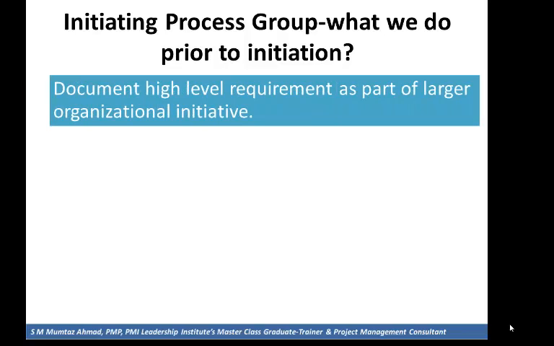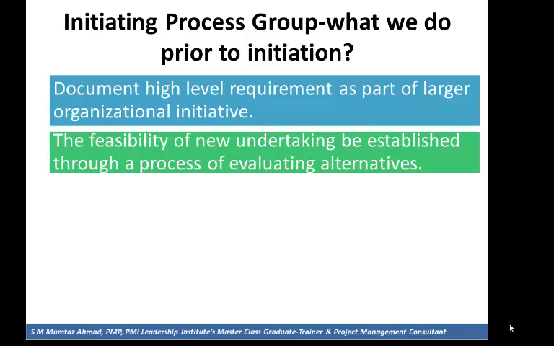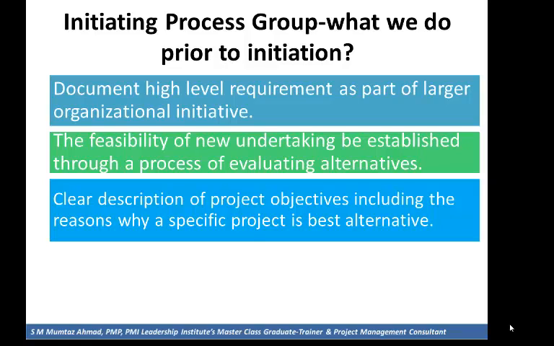What is done before initiation? Document high-level requirement as part of larger organizational initiative. The feasibility of new undertaking be established through a process of evaluating alternatives. Document clear description of project objectives, including the reasons why a specific project is best alternative.